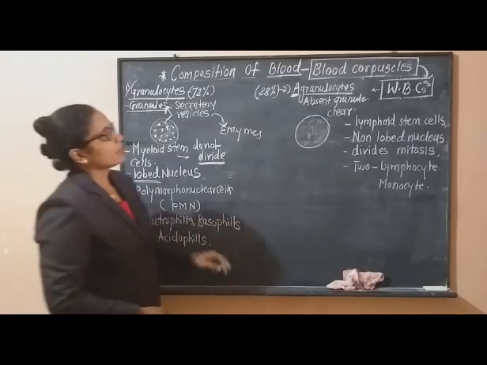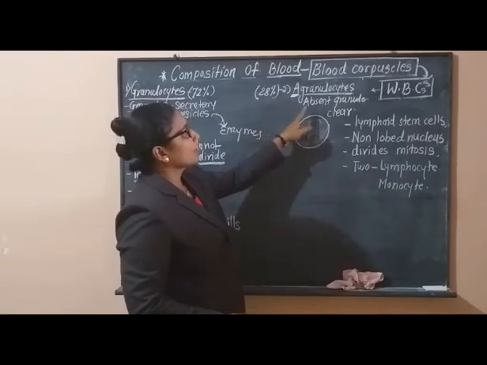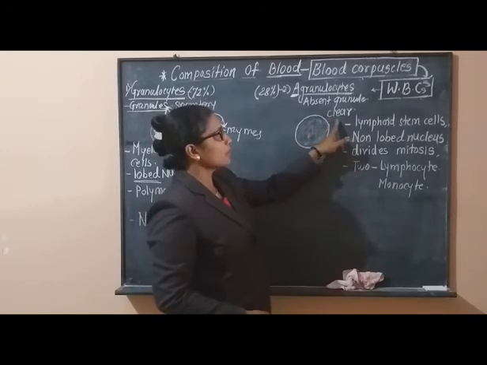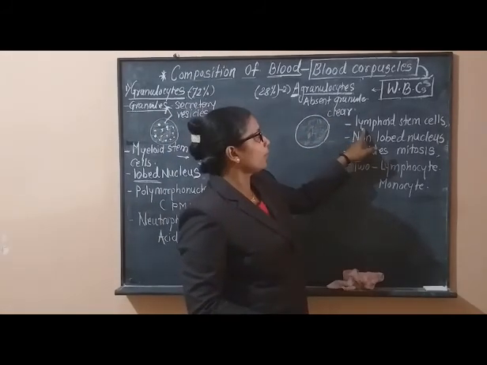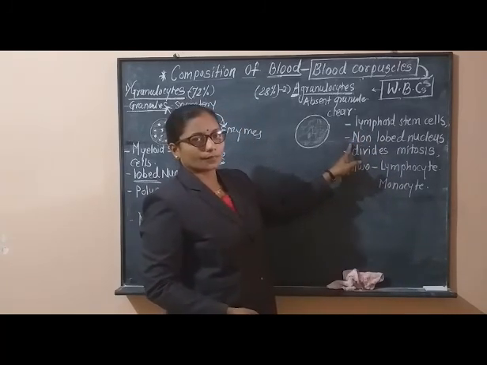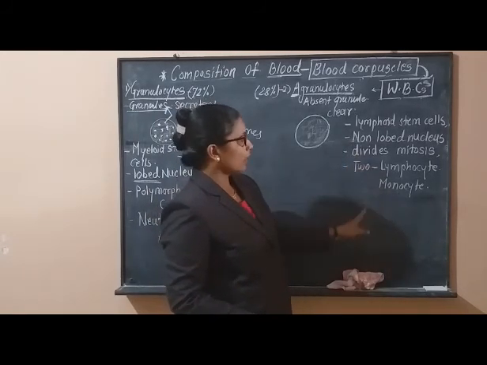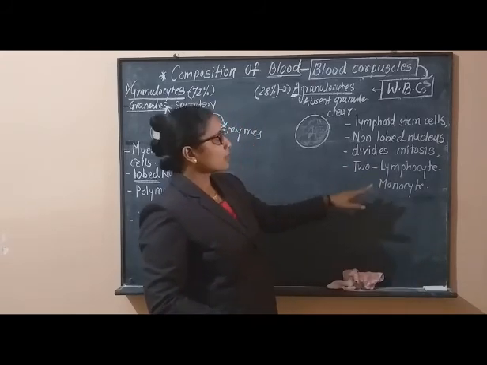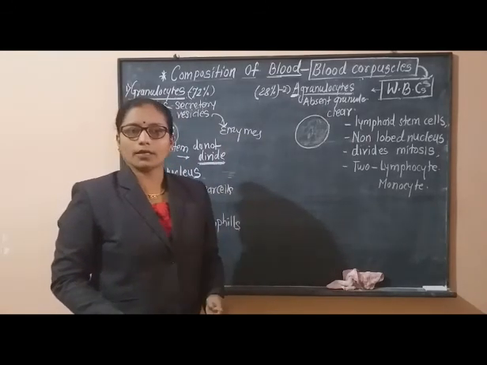Okay. Then the second type is agranulocytes, 28%. The cytoplasm is clear, granules are absent. These WBCs, the agranulocytes, are developed from lymphoid stem cells. The nucleus is non-lobed, and these cells divide by mitosis. There are 2 types of these cells, lymphocytes and monocytes. Okay. Such are the basic differences between granulocytes and agranulocytes.